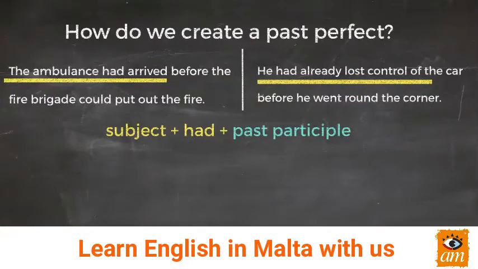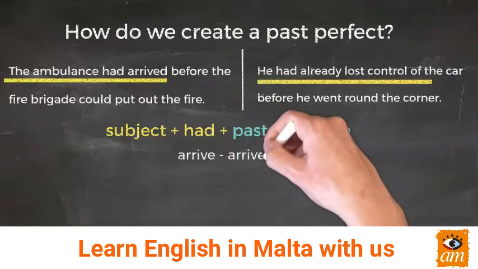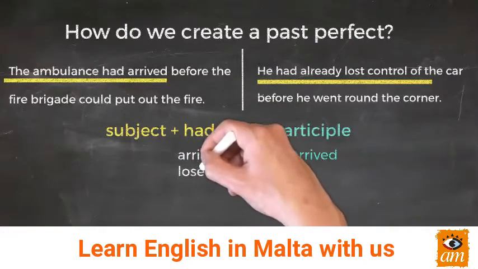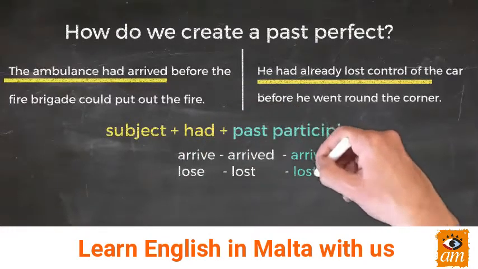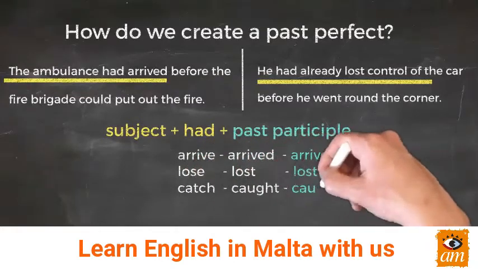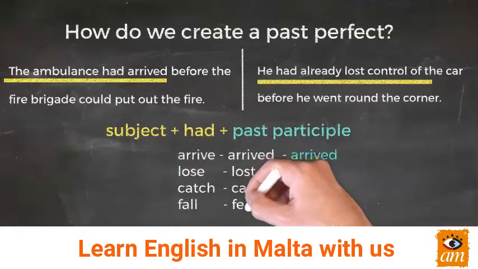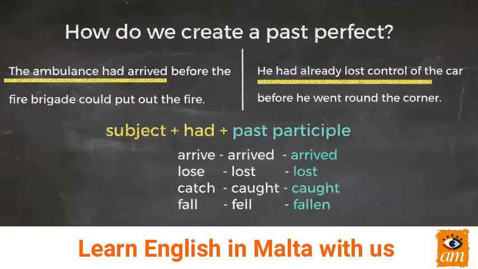Now, past participle is the third form of the verb. Arrive, arrived, arrived. Lose, lost, lost. Catch, caught, caught. Fall, fell, fallen.